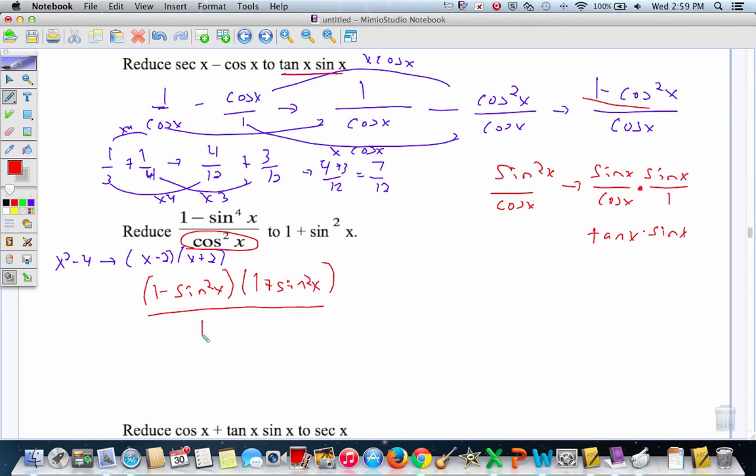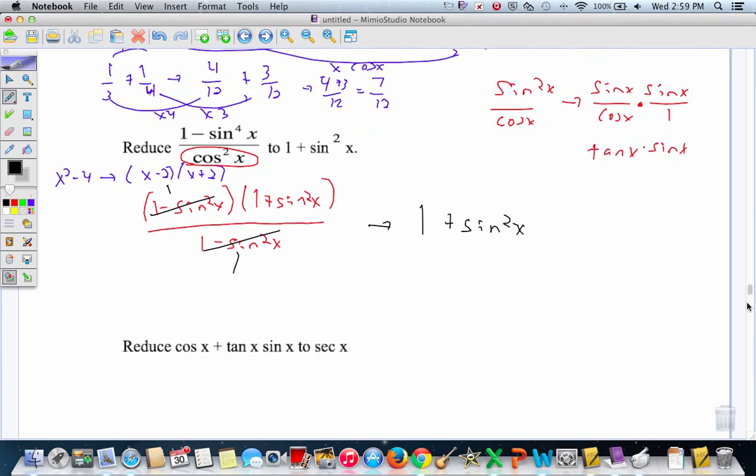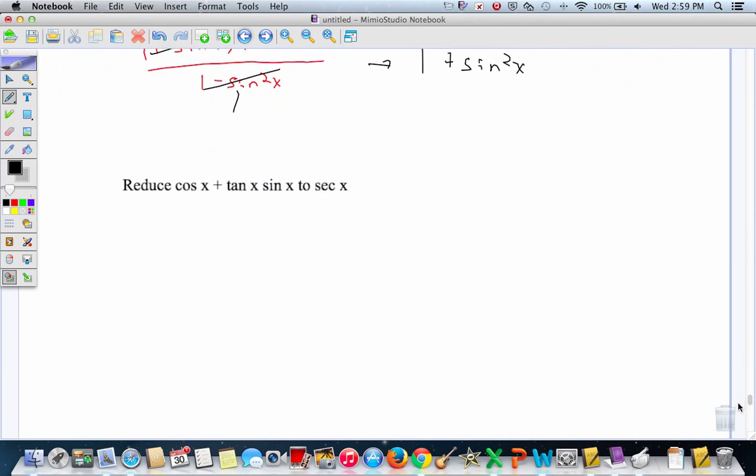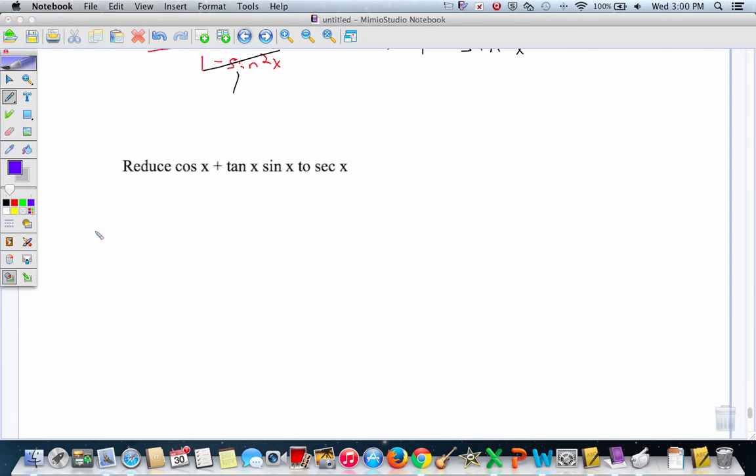At the same time I do that, cosine squared is not part of my final answer, so I want to change cosine squared to something. Its Pythagorean identity is 1 minus sine squared. So one set of factoring and one identity here. Once we have that, between numerator and denominator, the 1 minus sine squareds are like factors. They cancel each other out, and we're left with 1 plus sine squared as our identity.